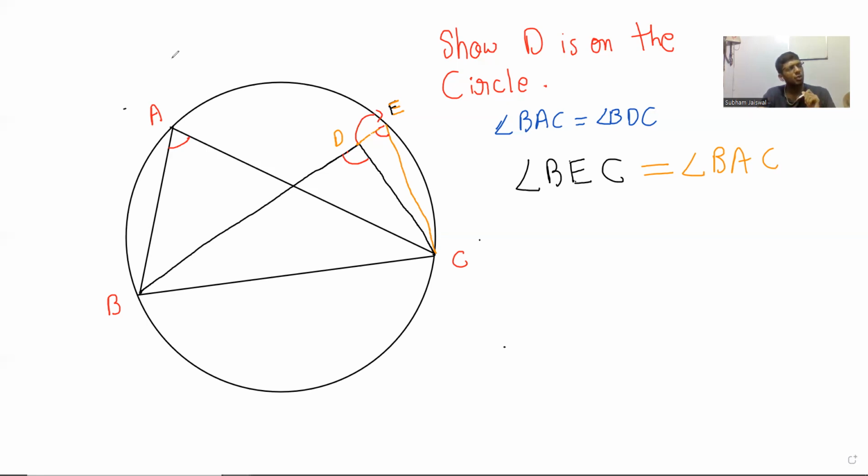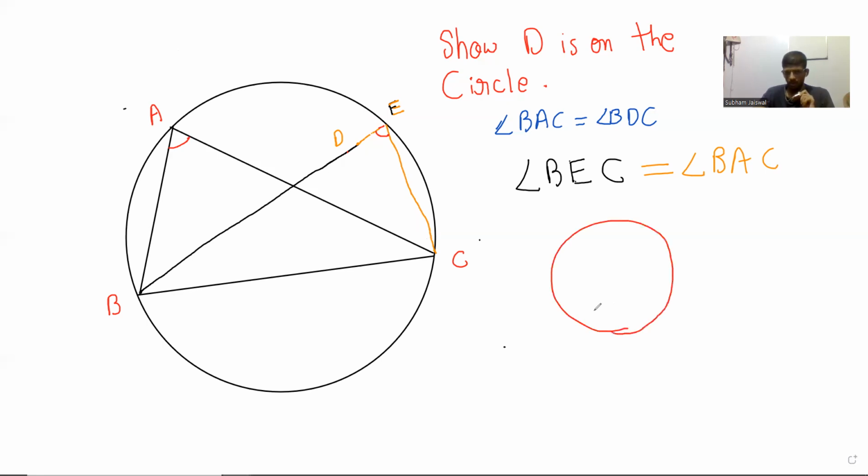Maybe we should do an application of this, right? Sir, can you explain again how BEC is equal to BAC? BEC is equal to BAC. Yes, look at this picture. And so the result we just did, right?